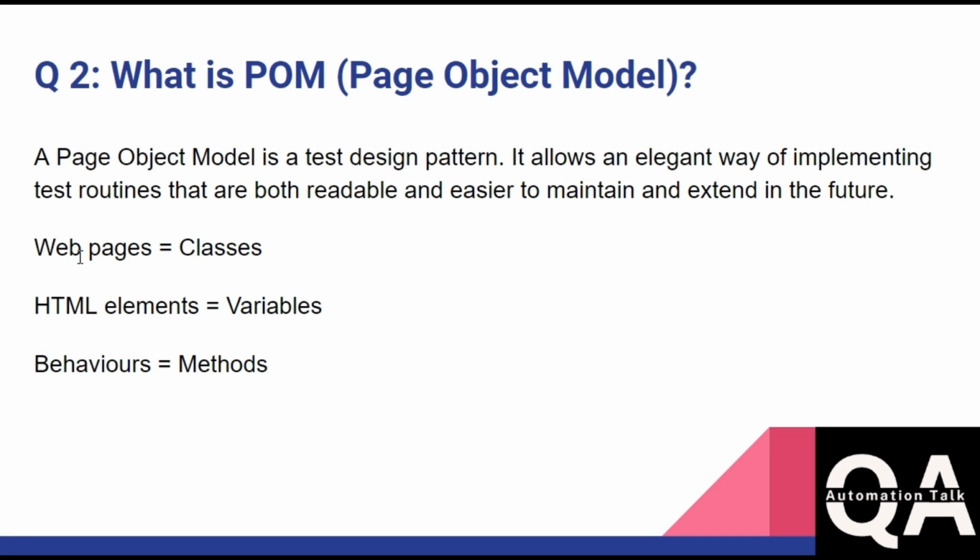In Page Object Model, we represent the web pages as classes. We represent the HTML elements on the web pages as variables. We represent the behaviors of HTML elements as methods. That's how we keep our scripts readable and easier to maintain. So let's move to the next question.